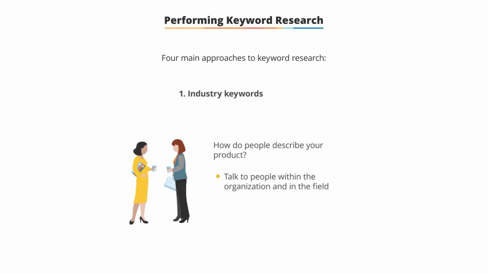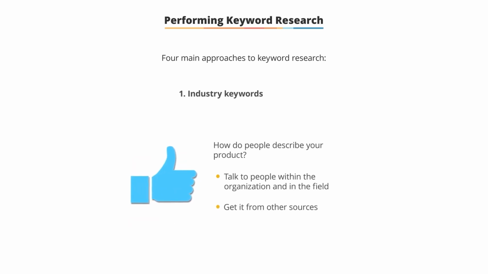So you could actually go out and talk to people. If you have access to additional data online, sometimes you can get it from other sources. These are great places to look at what phrases, what words people use within your industry and describe what it is that you're trying to sell.